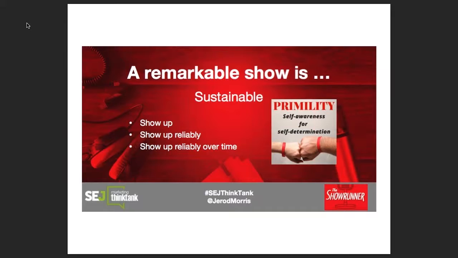Sustainability is the third one. And this one, frankly, is the easiest one to explain and the hardest one to do, because to have a sustainable show, you've got to show up, right? You've got to show up for the first time and put something out there. You've got to show up reliably so that people know when you're going to be there and where you're going to be. And then you've got to show up reliably over time so people have a chance to get to know you, get to know your content, be impacted by it, and build that trust.